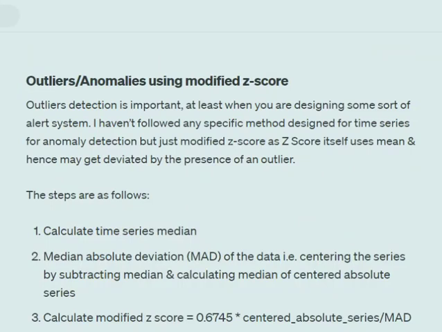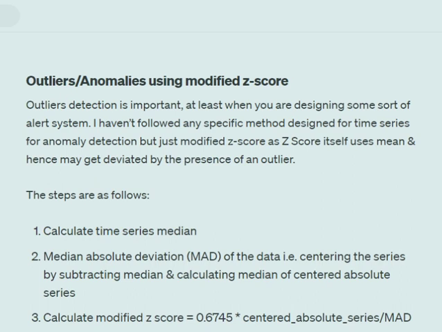So hi everyone, today we'll try to understand how we can use a modified z-score method to determine outliers and anomalies in the dataset. So first of all, let us understand what is a z-score. Z-score is the traditional method of determining outliers within a dataset, which uses the formula: the series minus the mean of the series upon the standard deviation of the series.